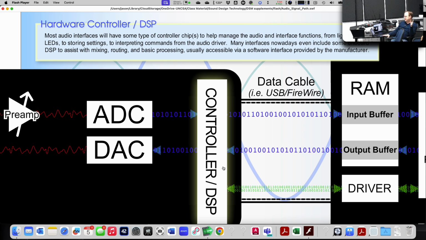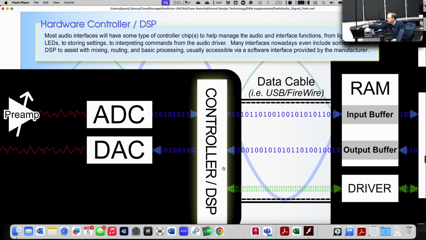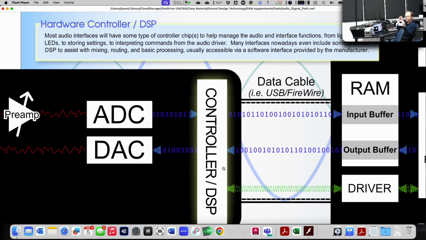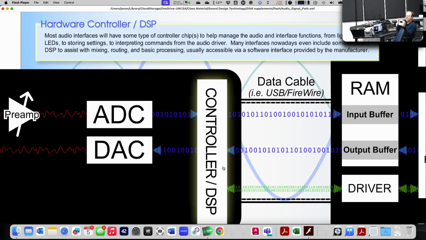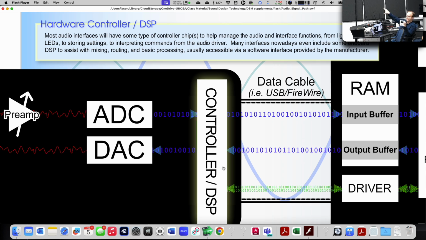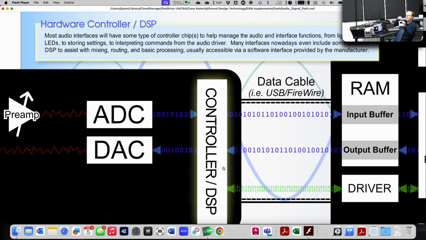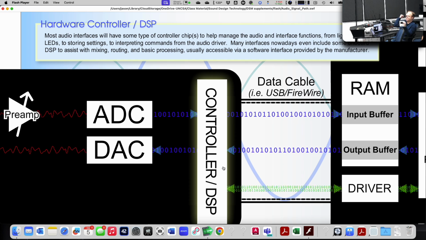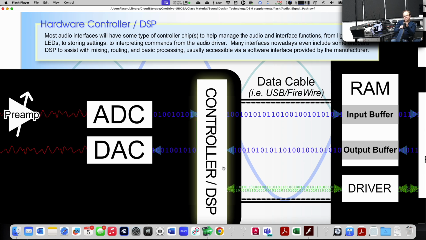But a lot of interfaces these days have built-in digital mixers. So like this one has that, where inside of the interface you can actually do a little bit of mixing and routing. Like you can pass inputs directly to outputs and stuff like that. And that's handled by a little controller inside the interface. It doesn't use the computer to do that. I mean, you have a piece of software on the computer that talks to it, but the actual work is happening inside the interface before the audio ever gets to your computer. And that can be really helpful for a lot of things.